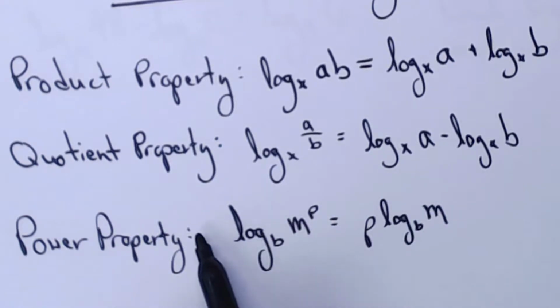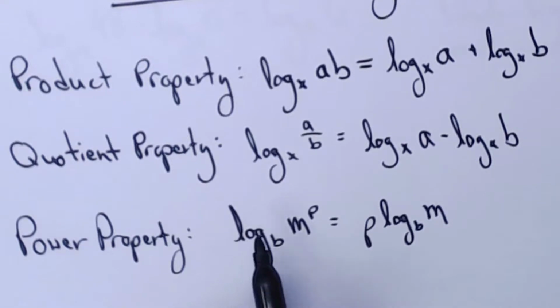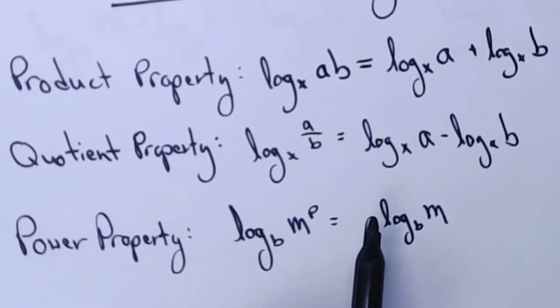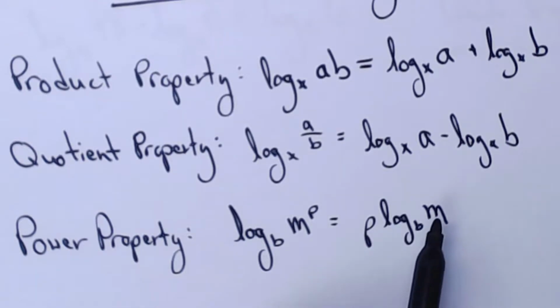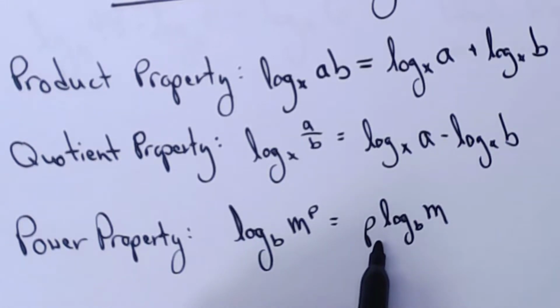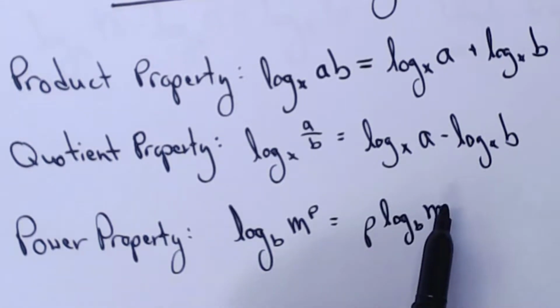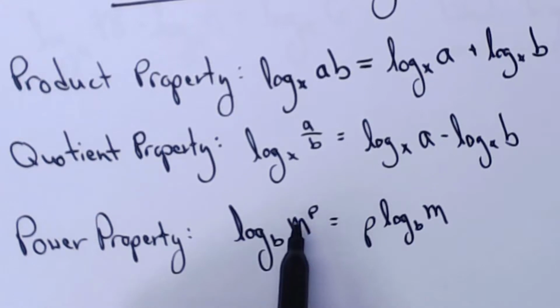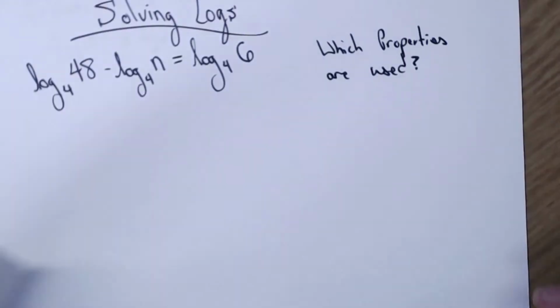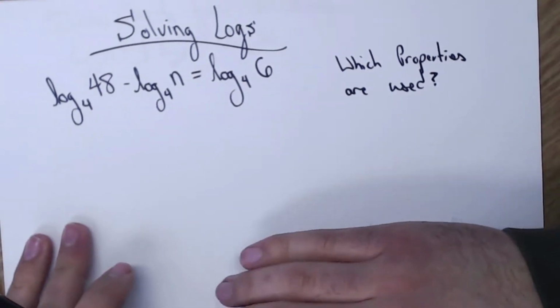Then I go on to our power property, and that means that if I have log base b of m raised to another value, we'll call it p, I can take that exponent on m and bring it all the way down in front. So now I have p log base b of m. And again, it works the other way as well. If I have this p out in front, I can move it up and it becomes an exponent on the piece inside my log. Let's do some examples where we use those properties to solve some problems.